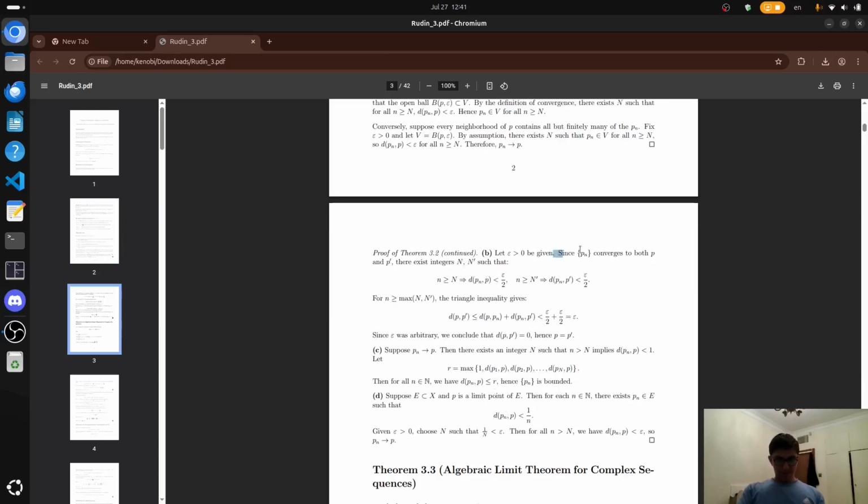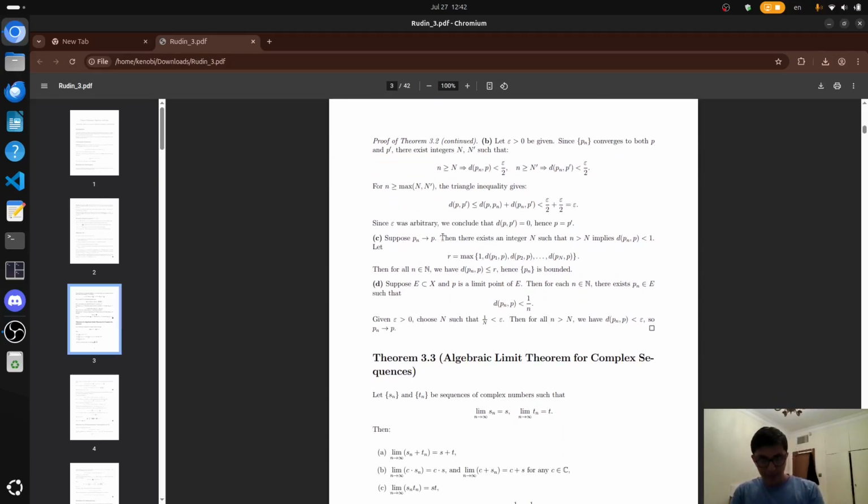Basically, since Pn converges to both P and P prime, there exist integers N and N prime such that for n greater than N, the distance d(Pn, P) is less than epsilon over 2, and for n greater than N prime, d(Pn, P prime) is less than epsilon over 2. And we take n to be greater than the maximum of these two numbers, and now we can use the metric space formula, the triangle inequality over here, and add the epsilons over 2 together to get epsilon. And notice we can take it to be epsilon over 2 because if epsilon is greater than 0, then epsilon over 2 is also greater than 0. So we're taking all the possible values greater than 0 still by taking epsilon over 2.